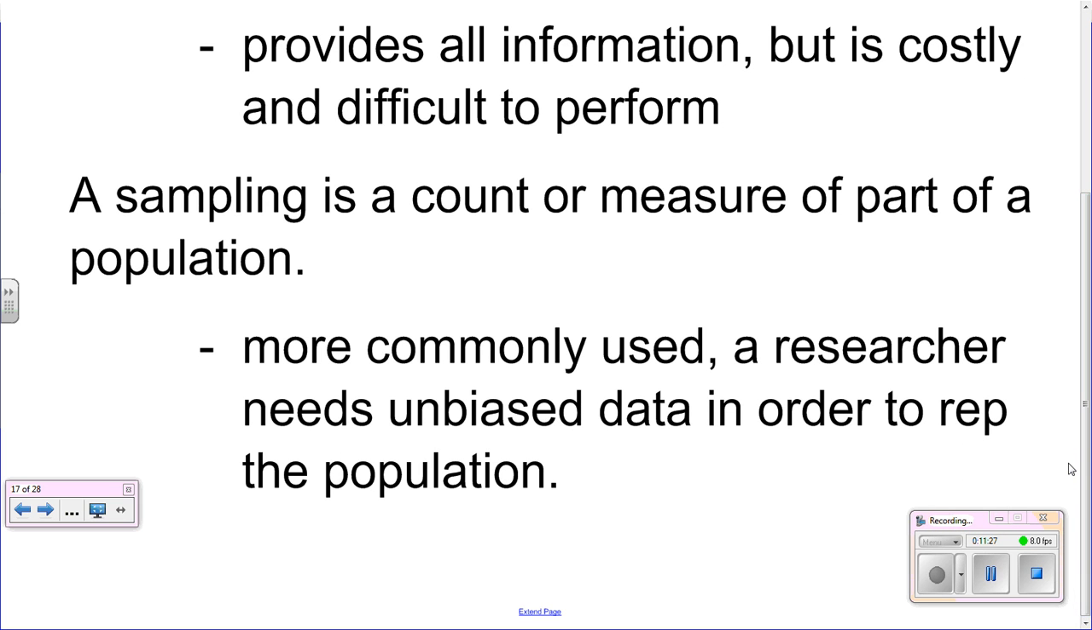A sampling is a count or measure of part of a population. So this is much more commonly used. Research needs unbiased data in order to represent the population. So we would want to be across different genders, across different age groups, and across different races and nationalities.